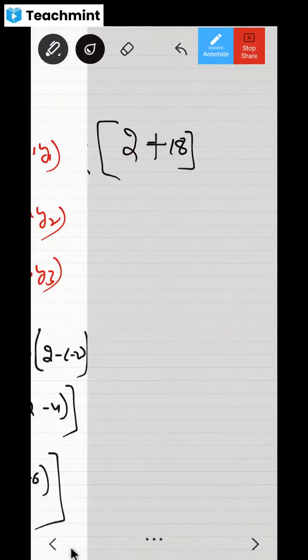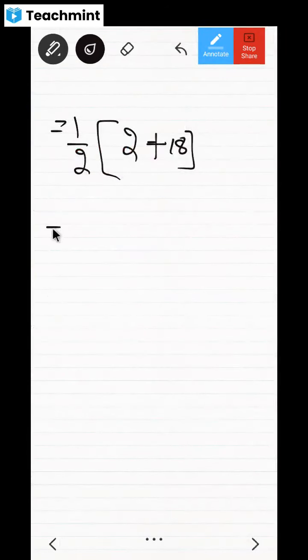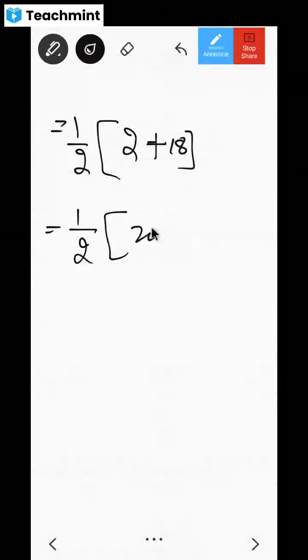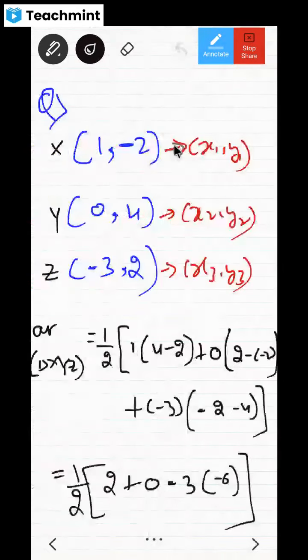Now don't write minus 3 minus 6 as minus 9, because this is not minus 3 minus 6 directly. It is minus 3 into minus 6, that is plus 18. So it becomes 1 by 2 bracket 2 plus 18 is 20. Then 2 ones are 2, 2 tens are 20, so it becomes 10 square units. Understood? You should be very, very careful in substituting these plus and minus values.